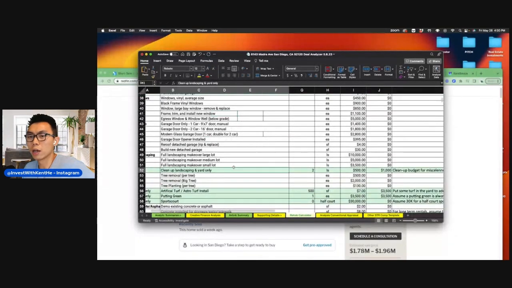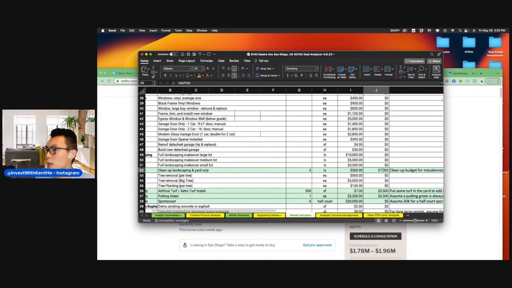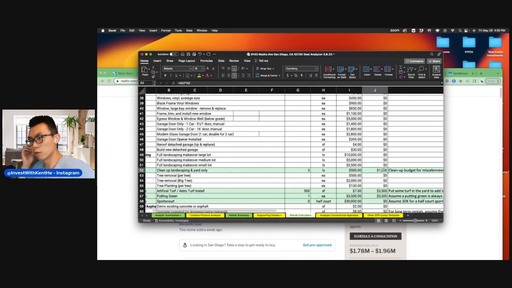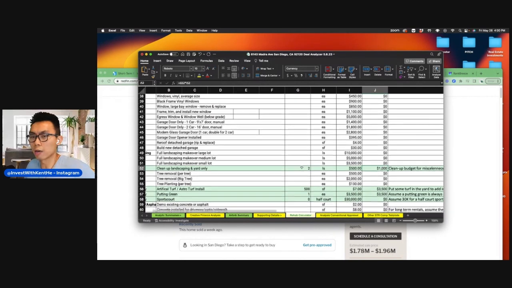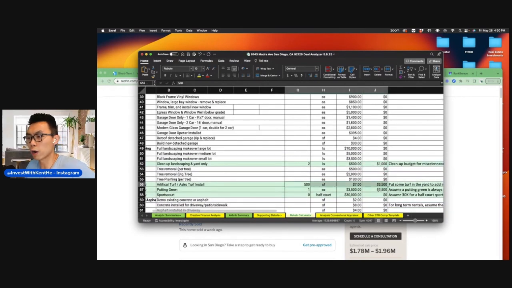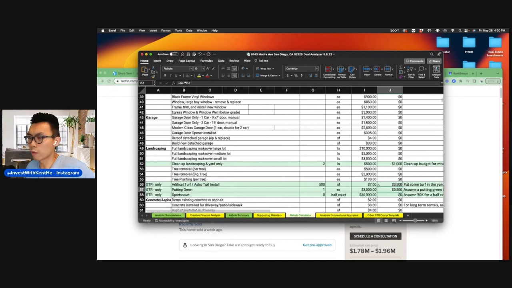But either way, set aside some money for cleaning up the landscaping. $1,000. I spent anywhere from $500 to $1,000 just cleaning up all landscaping, especially when you are closing on escrow. A lot of weeds get overgrown in that area. I put in turf whenever I can instead of having grass because then it just provides less maintenance. It's like a one-time cost.